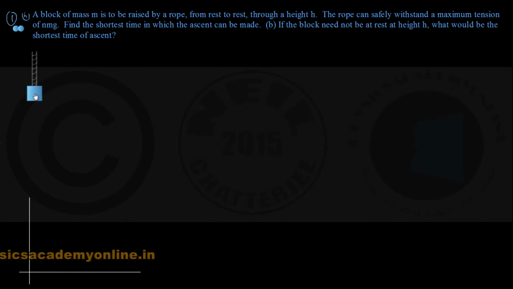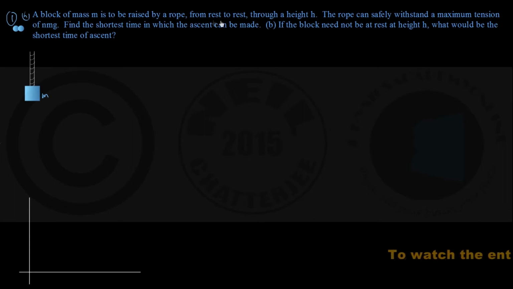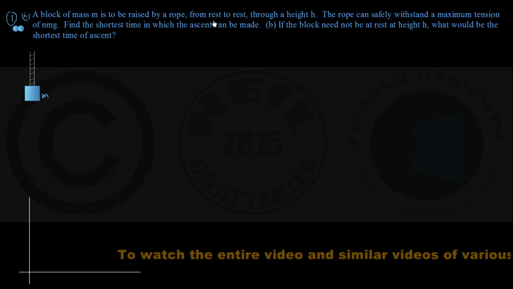Here is the block in question of mass m, raised vertically by a rope, presumably of negligible mass. And note carefully, they have said in the first part of the problem that the block has to be at rest at the starting point as well as at the end point of its ascent. That's important. So how do we do that?